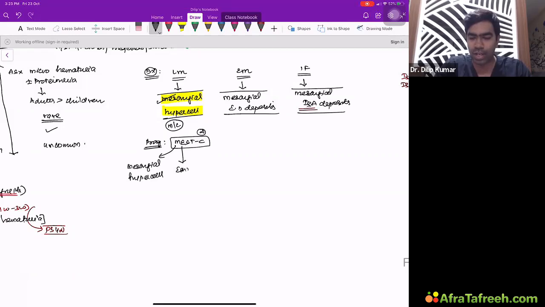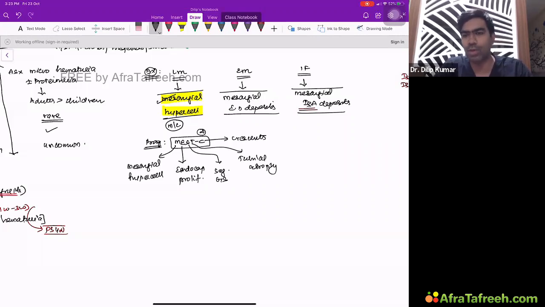E stands for endocapillary proliferation. S stands for segmental glomerulosclerosis. T stands for tubular atrophy. And C stands for crescents. Either it could be a cellular crescent or a fibrocellular crescent. If it's a pure cellular crescent, it tells you it's more acute in nature. If it's a fibrocellular crescent, it tells you it's more subacute to chronic in nature.